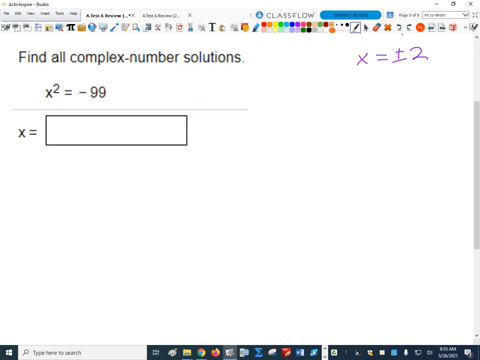Find all complex number solutions. Okay, so same kind of thing, right? It looks like the same problem. The only issue here is this time it's not a perfect square, so it's a little bit tougher. We're going to square root both sides, same as before, and we're going to get x equals plus or minus the square root of -99.